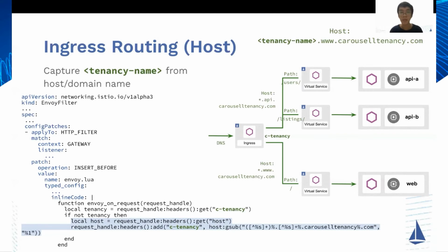Now, if we deploy this, we can access our website from any mobile or desktop browser without having to inject the C tenancy header via the extension. So just purely access, for example, featurex.www.carouseltenancy.com directly.